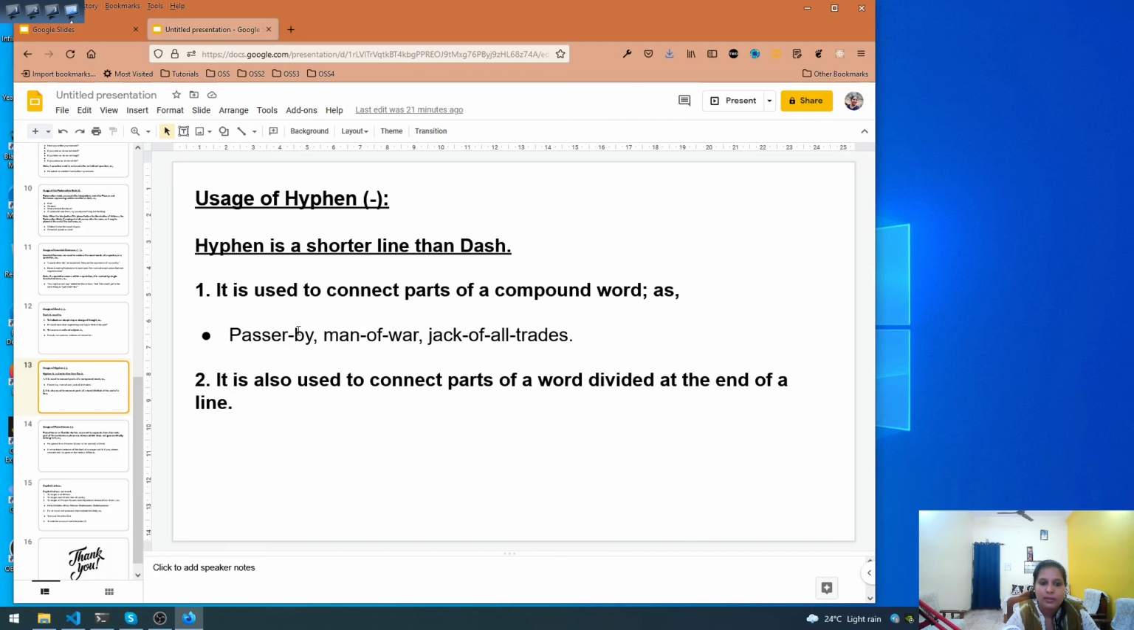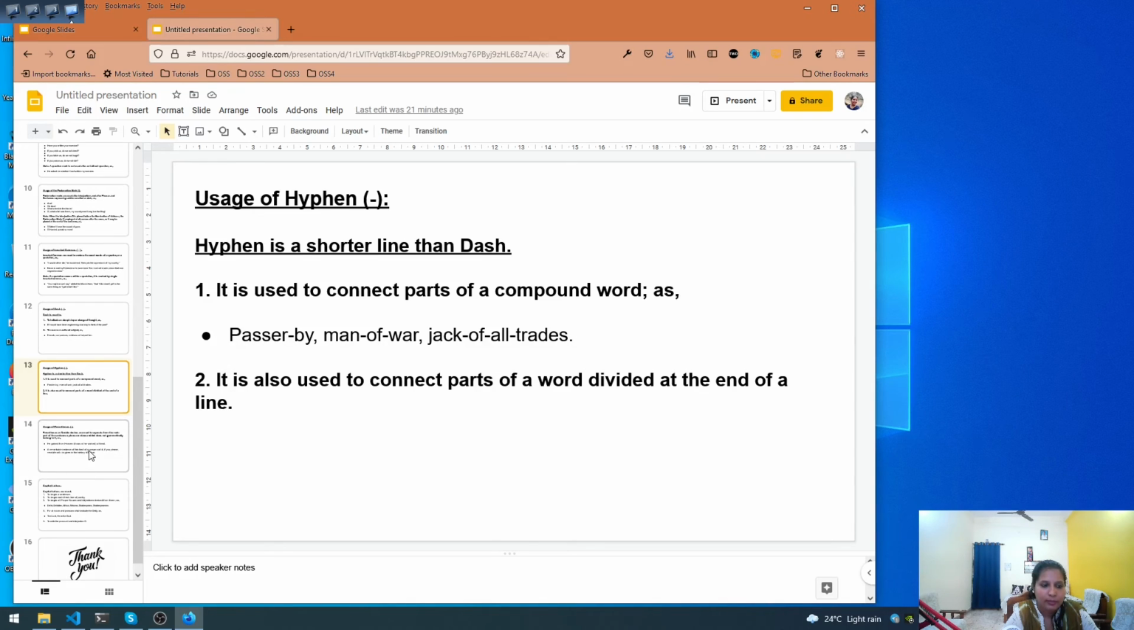So passer-by, man-of-war, jack-of-all-trades, or mother-in-law, father-in-law, sister-in-law, bedroom, all these are compound words. So we connect these by using a hyphen. It is also used to connect parts of a word divided at the end of a line. Sometimes we write sentences and we reach the end of the page. At that point you can put a small hyphen and continue writing from the next line.